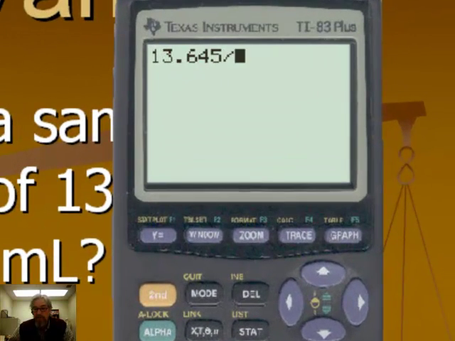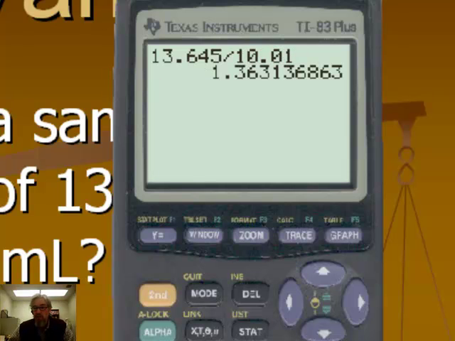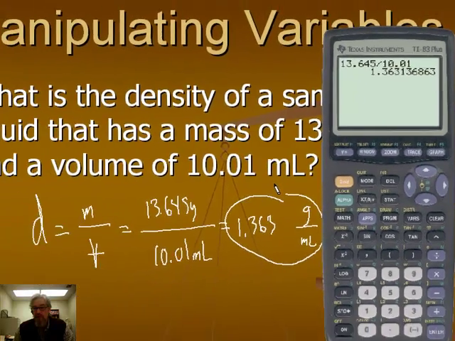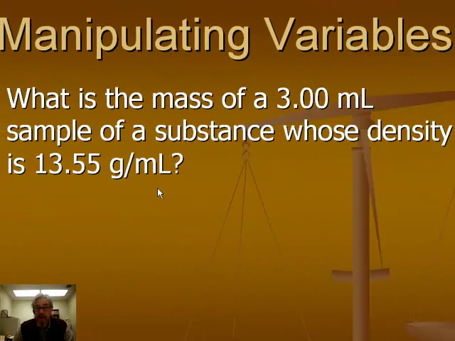Now let's do the calculation. 13.645 divided by 10.01. Here's what I get, 1.363. We'll have some formal rules for this later on, but a good rule to go by is you should never use more digits in your answer than you actually have in the problem. So 4 digits there, I'm going to go 1.363 when I report my answer. So there's the density. Now we're being asked what is the mass of a 3 milliliter sample of a substance whose density is 13.55 grams per milliliter.